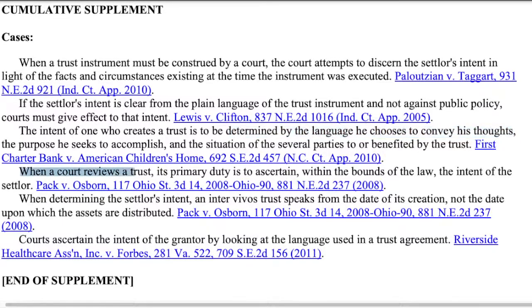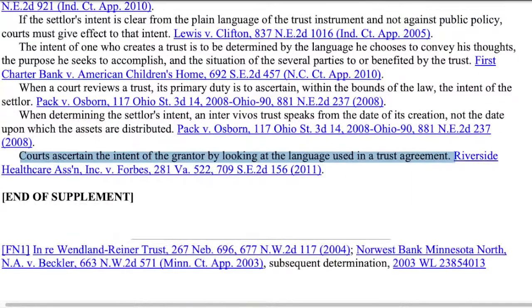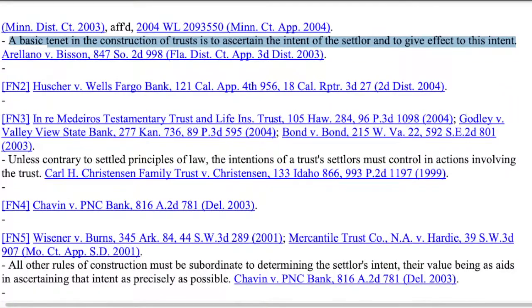Okay? When a court reviews a trust, its primary duty is to ascertain, within the bounds of the law, the intent of a settlor. When determining the settlor's intent, an inter vivos trust speaks from the date of its creation, not the date upon which assets are distributed. And courts ascertain the intent of the grantor by looking at the language used in a trust agreement. And a basic tenet in the construction of a trust is to ascertain the intent of the settlor and to give effect to this intent. Beautiful stuff. Unless contrary to the settled principles of law, the intentions of a trust settlor must control in actions involving the trust.